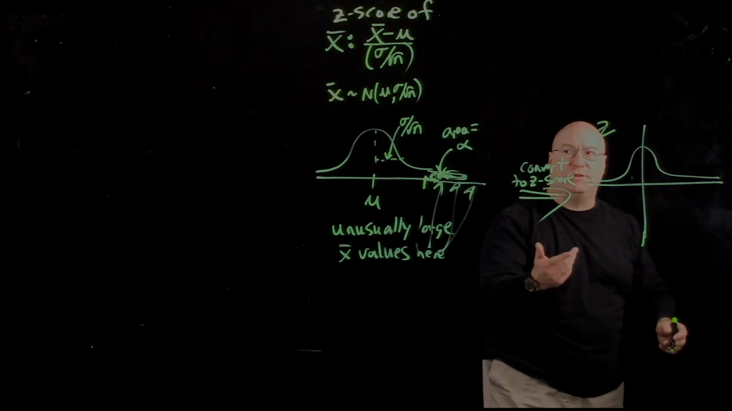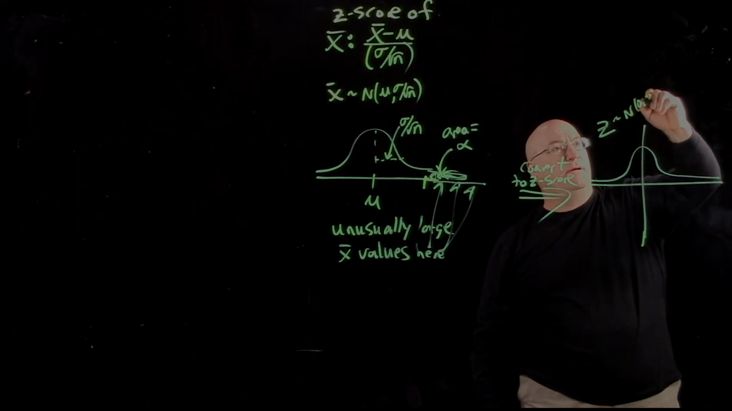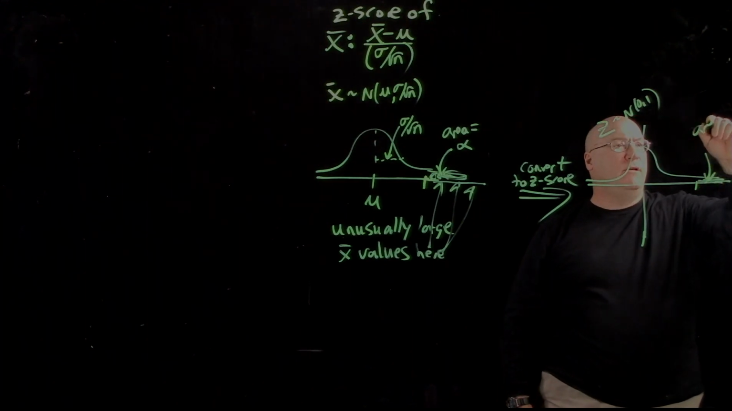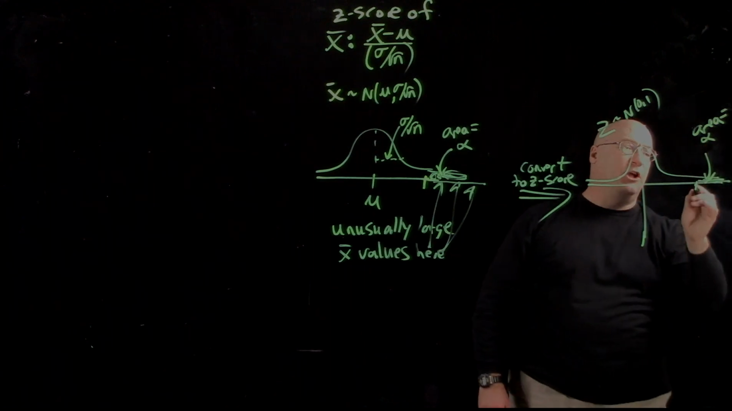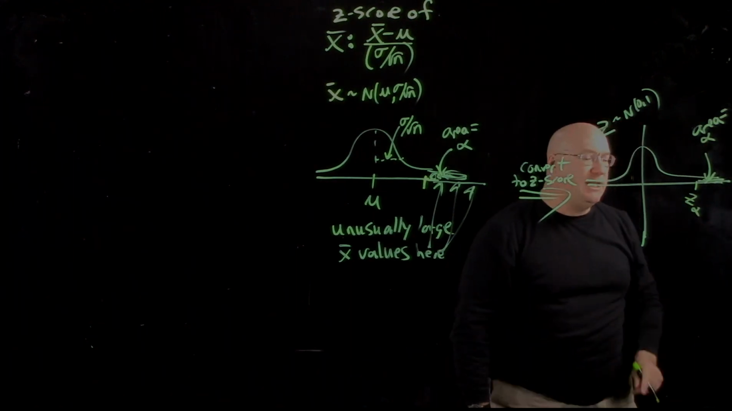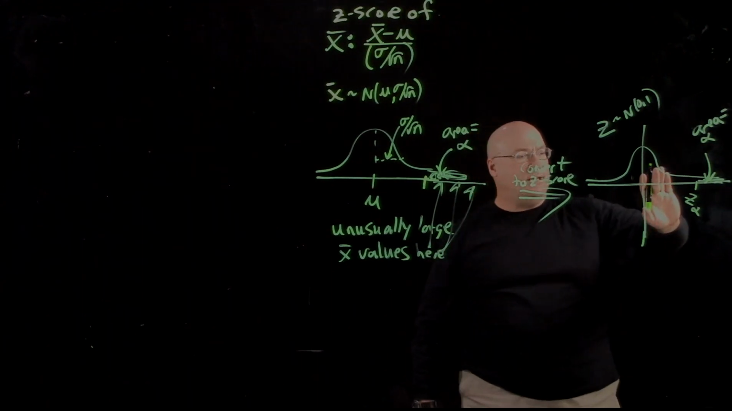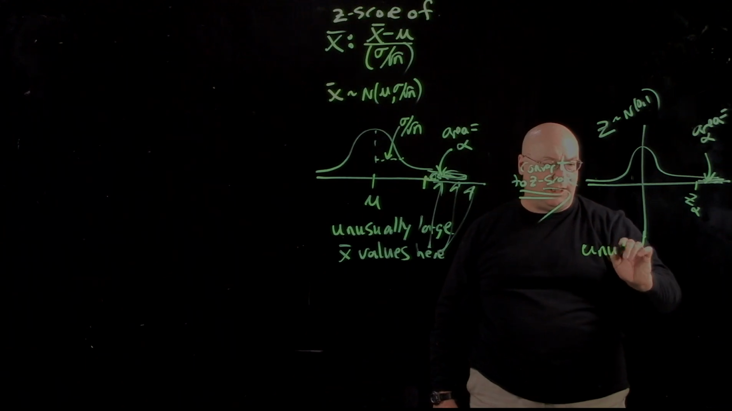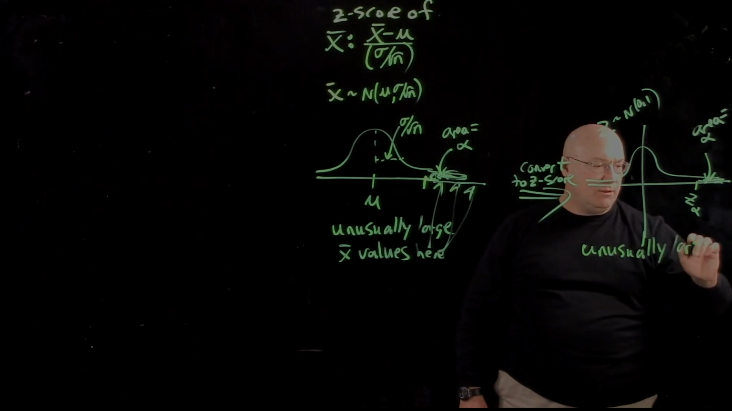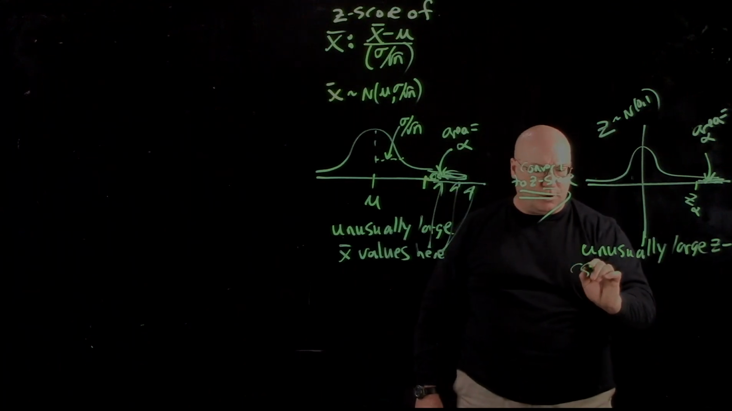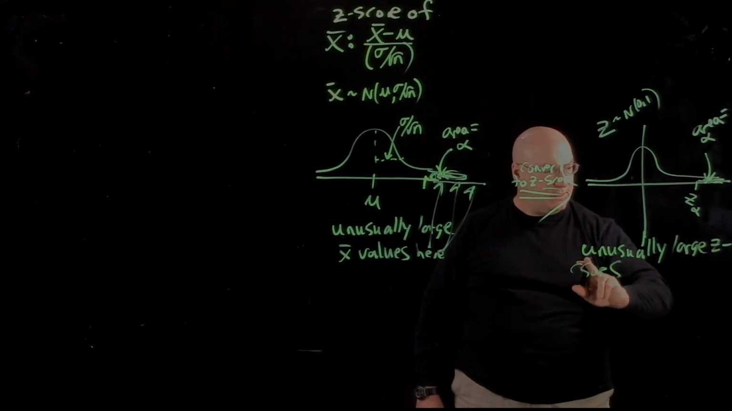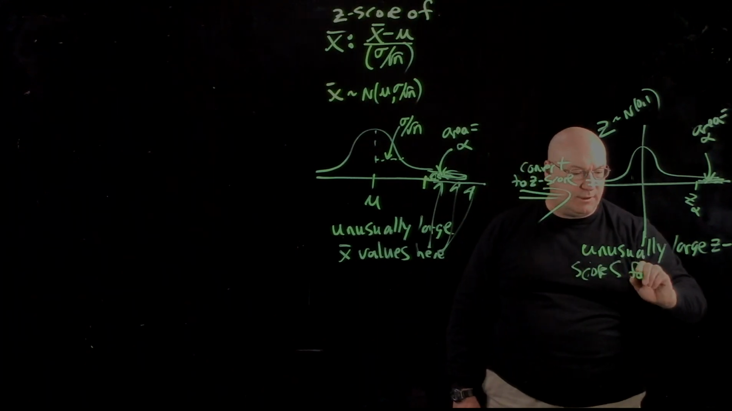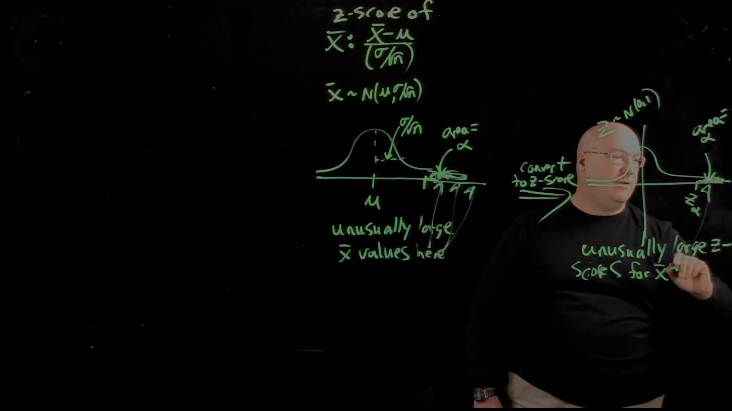If you do that, you end up with the z random variable, normal 0, 1. What I have out here, again, is my area alpha. And right here is my critical z-score, such that to the right of it is area alpha. What I'm saying is that unusually large z-scores for our X bar would be out here.